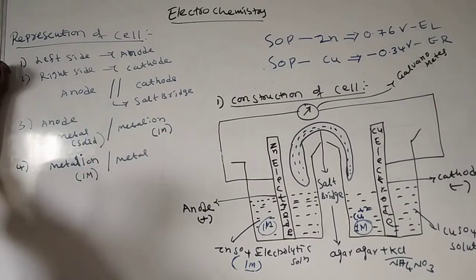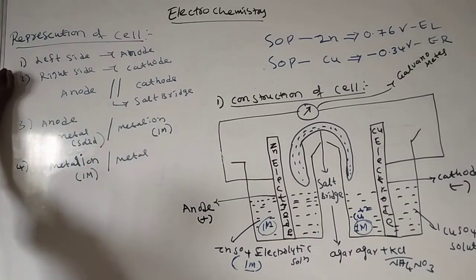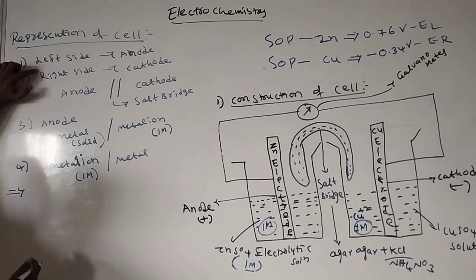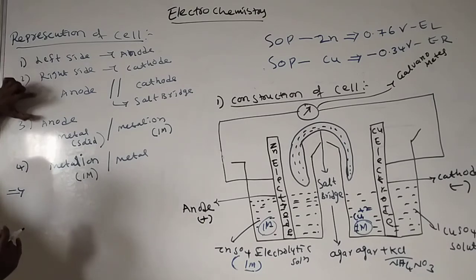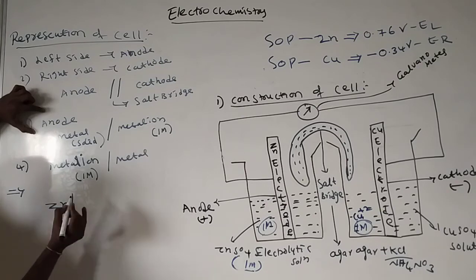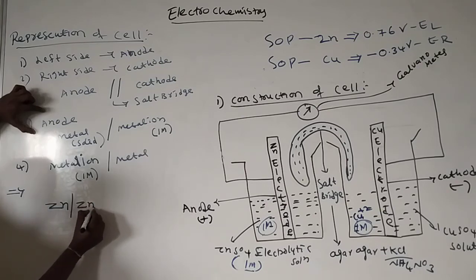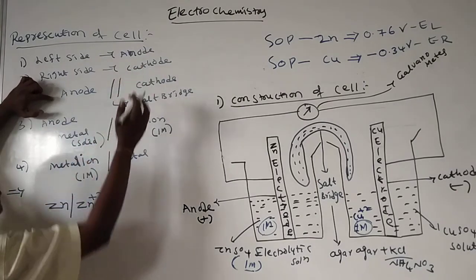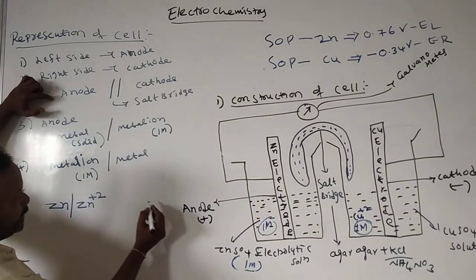Okay, here we have two electrodes. One is the anode, one is the cathode. Anode is the zinc electrode, cathode is the copper electrode. Here I am representing the cell. Left side write the anode, that means zinc. First we write the metal and then the metal ion. Next, right side write the cathode.